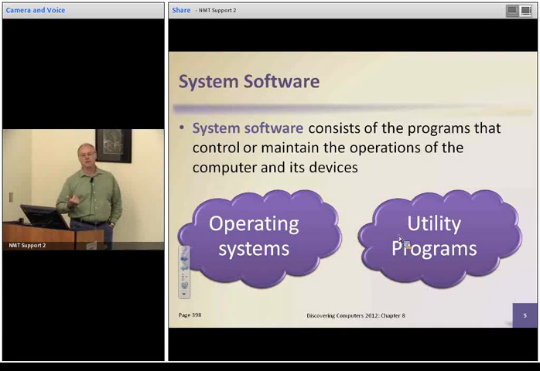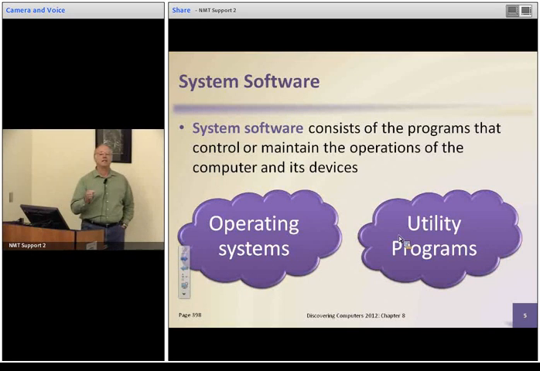So all it receives, in a sense, is digital signals from the conversion process, the input process. Well, in the other lecture, we'll talk in more detail about that. So the operating system controls the hardware, and then there's other programs called utility programs, which maintain the operating system and keep everything running properly.